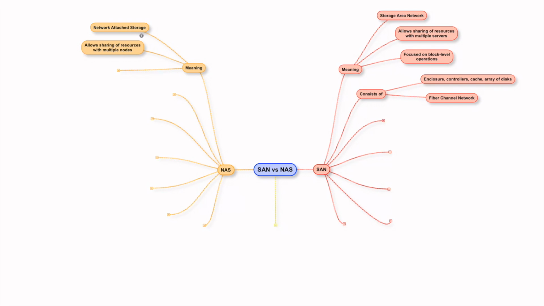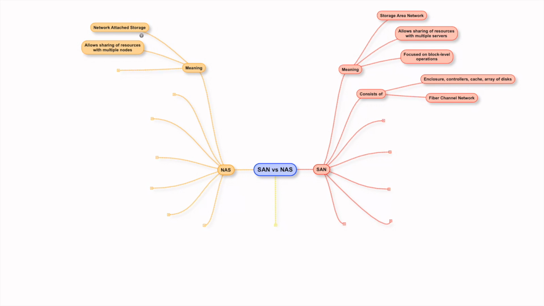Now if you look at the definition of NAS, it is Network Attached Storage. The full form of SAN is Storage Area Network. So they rhyme with each other, NAS and SAN. You might feel like the names have been reversed, NAS reversed as SAN and something of that kind, but both have very specific purposes.